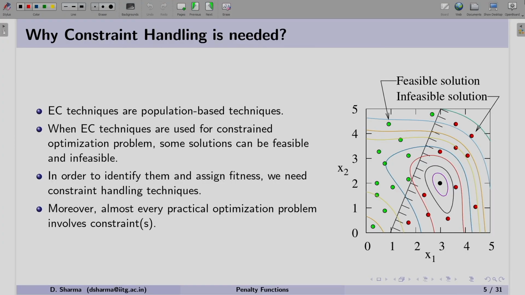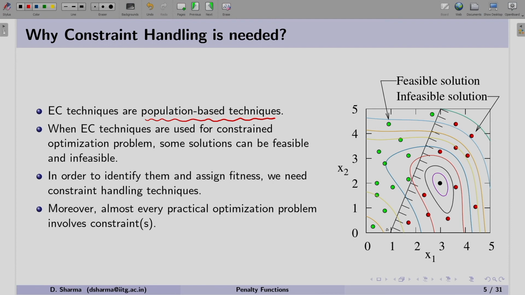First of all, we have to find out why constraint handling is needed with evolutionary computation techniques. As we can see, EC techniques are population-based techniques, meaning that we will be working with many points. In this case, you can see in the figure on the right-hand side that we are using multiple solutions or points, as used in EC techniques.